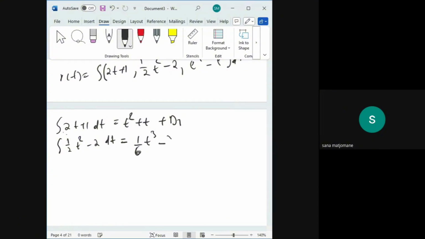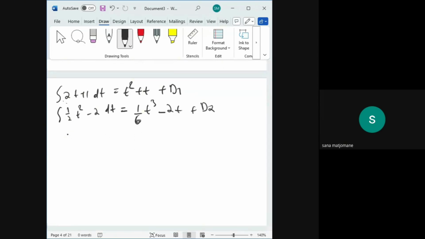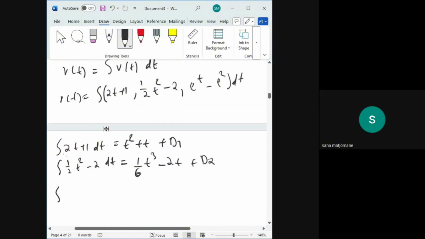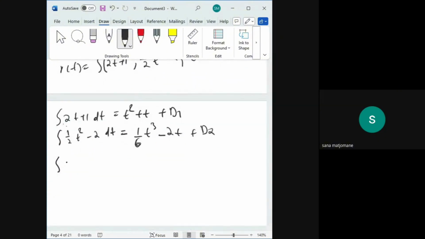Minus, this is just 2t. Or this one, I'm going to call it d2, this constant, because it's for the second component. I'm sure you already know the drill, right? So the third component there is e to the t minus e squared dt. This one is nice. It's just e to the t minus e squared. It's a constant, so it's just e squared t when you integrate, plus d3.